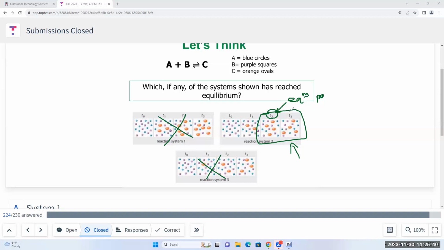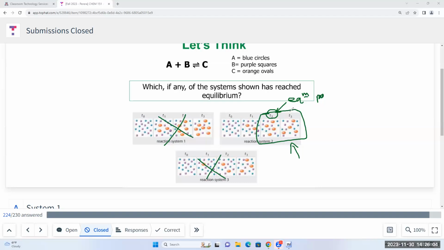Jocelyn. It's asking what time point? Like T2. We should have equilibrium at T2 time. No, so it only reaches equilibrium at one point in time, and then it stays in equilibrium. Yeah. All right. Now, what's the answer for this question?